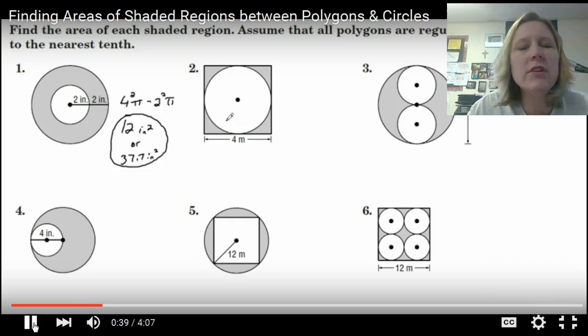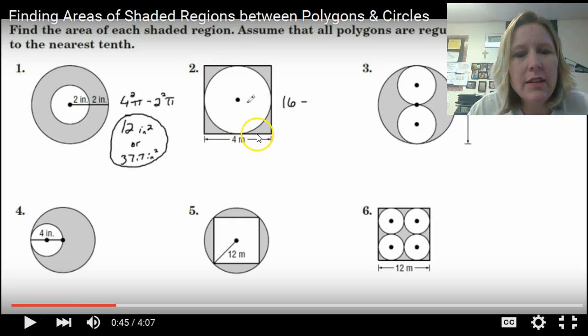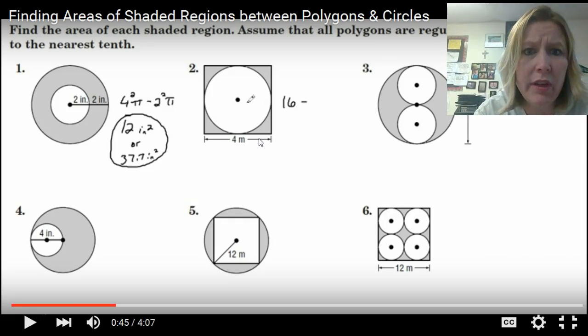All right, let's move on to the next one. This time we're dealing with a square. We know this way is 4, so this way would be 4. That's going to be an area of 16 for the square. And then we're going to subtract the inside circle. Oh no, the radius isn't labeled. What do you think that radius would be? Well, it's 4 for the whole thing, so halfway will be 2. So we're going to have a radius of 2.